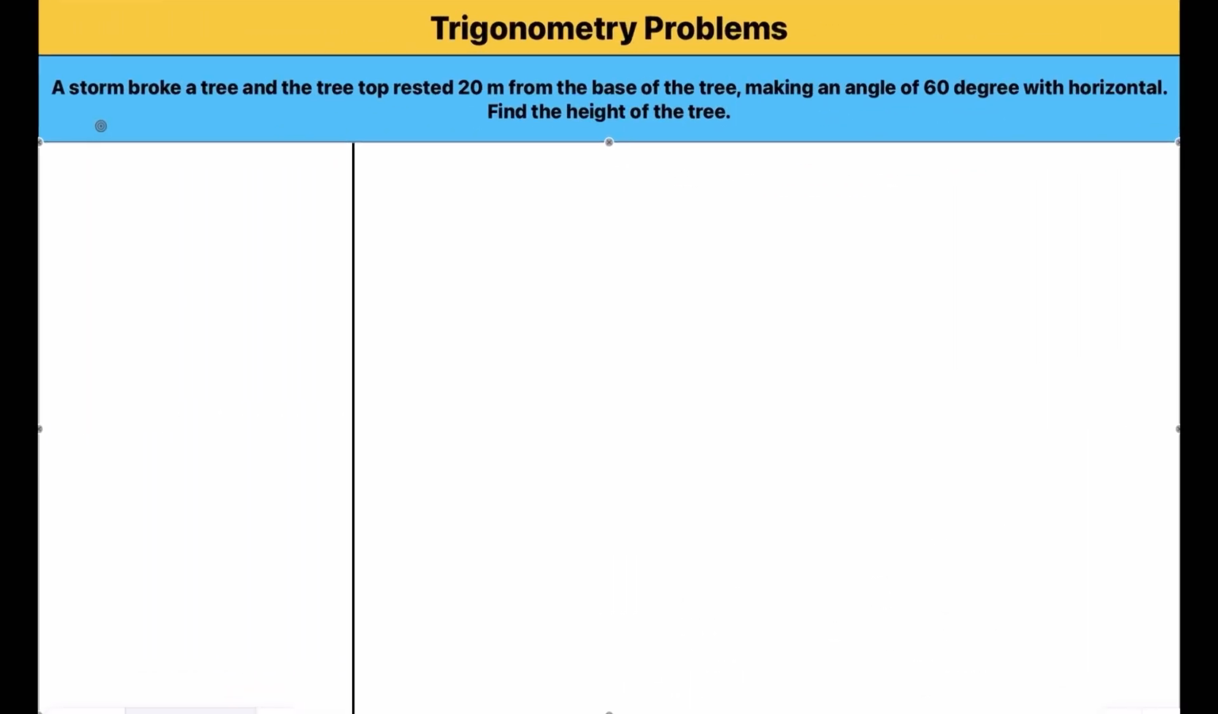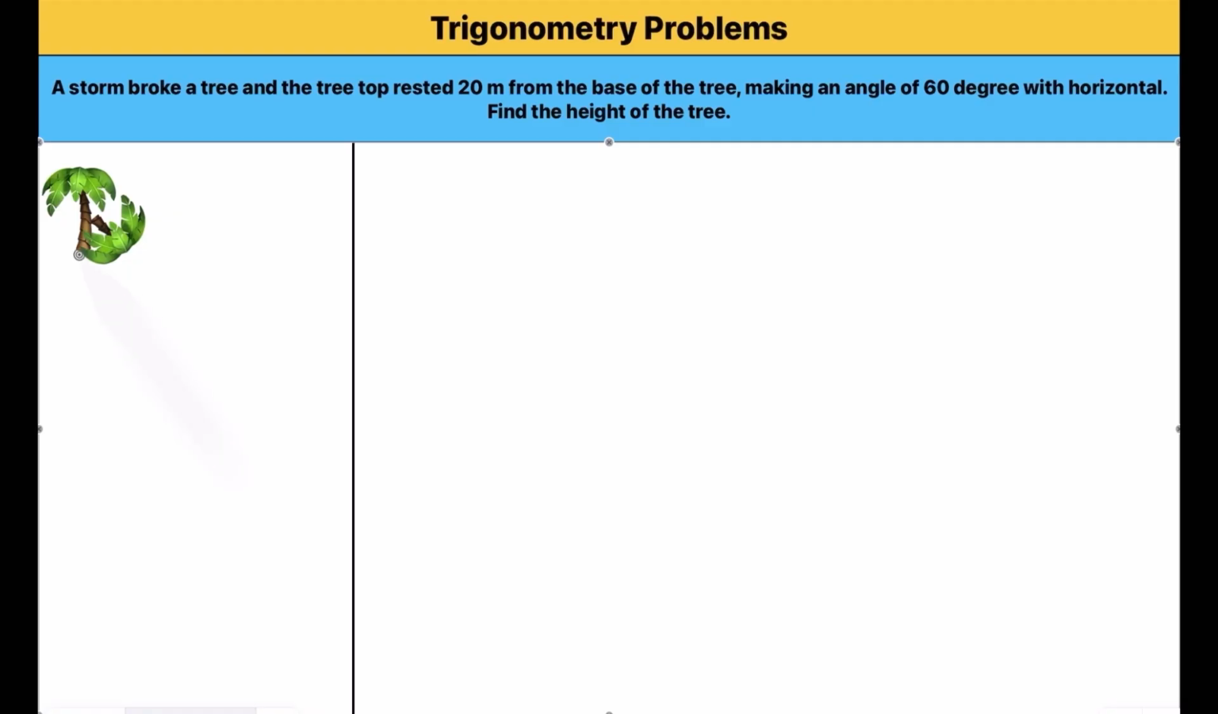Did you get this? Let's solve the next problem. A storm broke a tree and the top of the tree rested 20 meters from the base of the tree, making an angle of 60 degrees with the horizontal. Find the height of the tree. As usual, let's visualize it first.